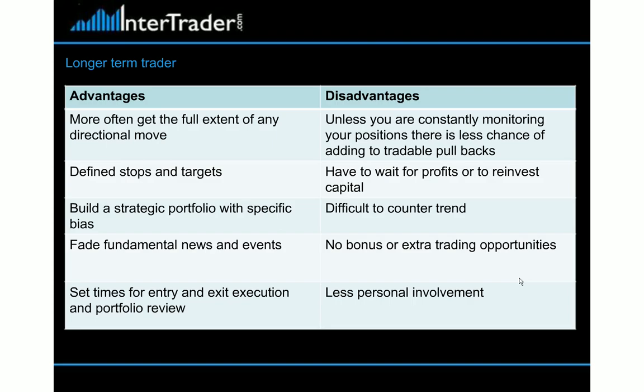The other advantage is you have to define stops and targets. You say the market's going to go from 1600 to 1700. Okay, my stop's at 1550. Simple as that. Whereas with intraday trading, you're constantly reassessing what you're doing. So you can build a strategic portfolio with a bias. So maybe you think that American stocks will go up and European stocks will go down. Then that's your bias long term.